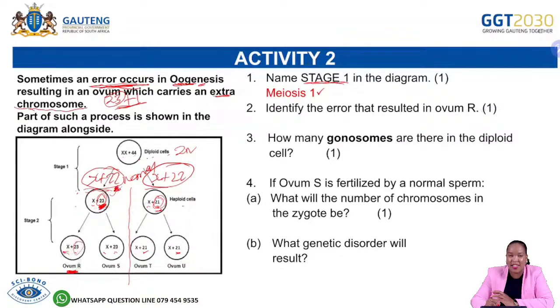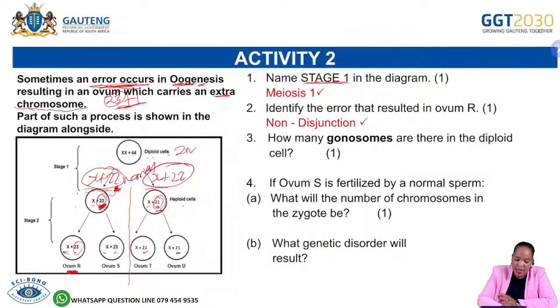Yes, let's just say sex chromosomes for now, because I want you to know the correct terminology for that. What do we refer to them as? Right, so what was the error that resulted in this ovum? It is called non-disjunction. And remember that error started occurring where? In anaphase 1 of meiosis 1.